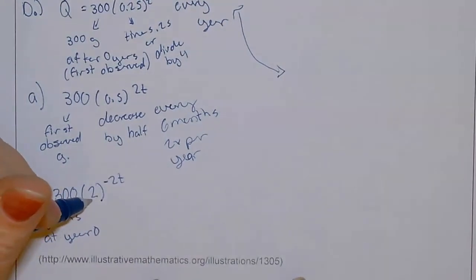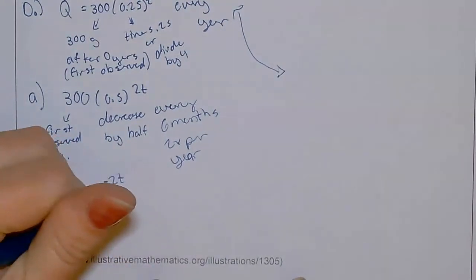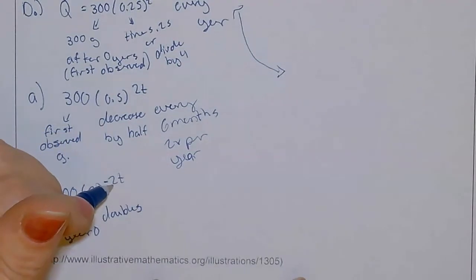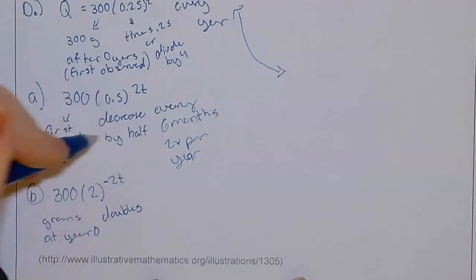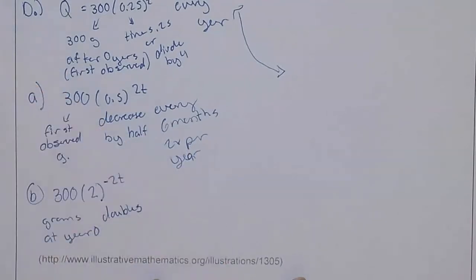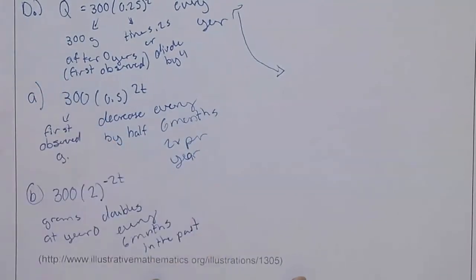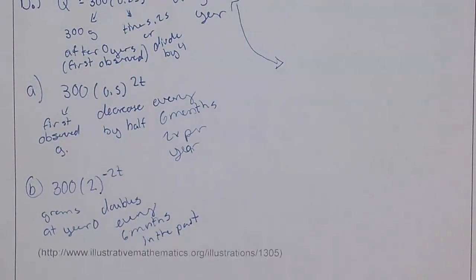So this is saying that it doubles every, since it's negative 2, that's the same thing it says here, every 6 months we look back. You could think of it as in the past. So if we look back in the past, every 6 months it would double. So you might use that if you were thinking about carbon dating something. You want to know what happened a long time ago. Okay.